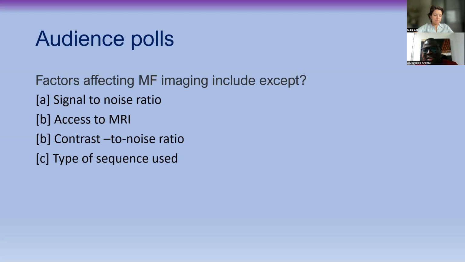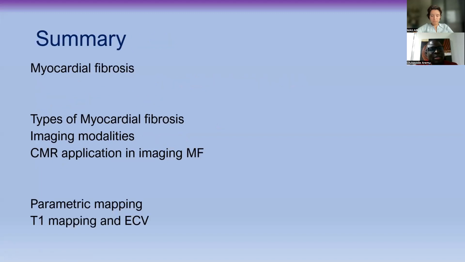People are paying attention. I love this. Okay, so thank you so much. The answer is B. So factors affecting MF imaging include signal to noise ratio, contrast to noise ratio, and the type of sequence used. Okay, I think that is it from my side. This is just a summary of what we talked about: myocardial fibrosis, types of it, imaging modalities, CMR applications, and then parametric mapping.